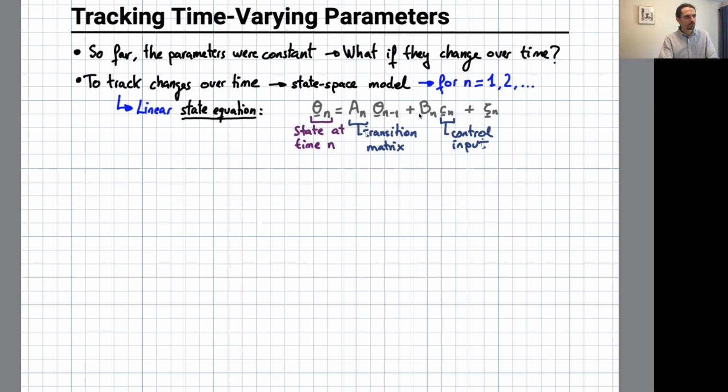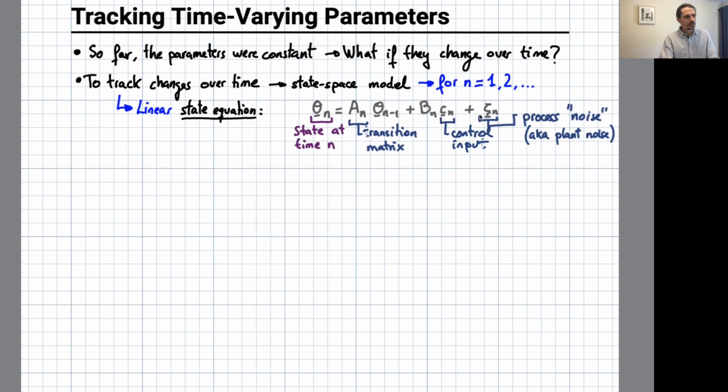This matrix here captures how the control inputs translate into changes of the state, right? So for example, if we measure the throttle in, let's say, liters per hour and the speed in meters per second, then the units of B would be meters per second divided by liters per hour, right? And this matrix will also generally be known to us.